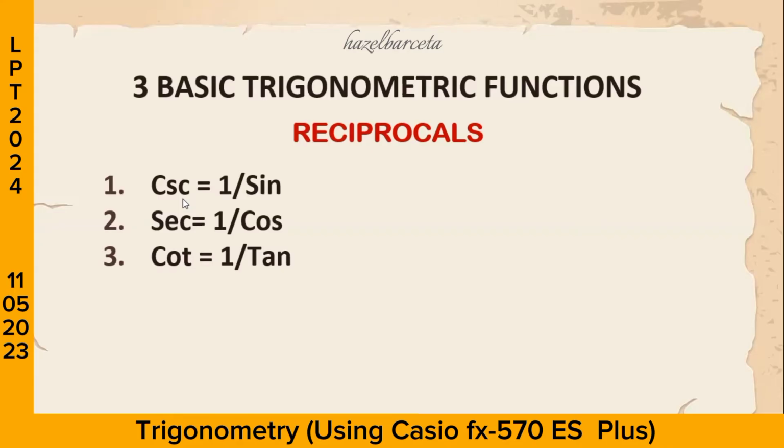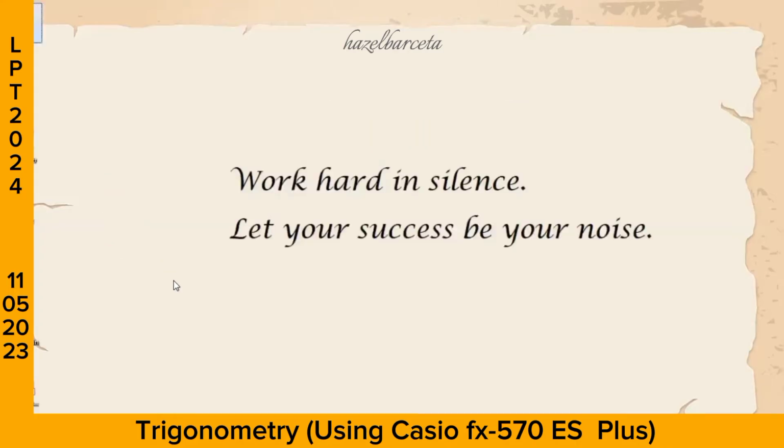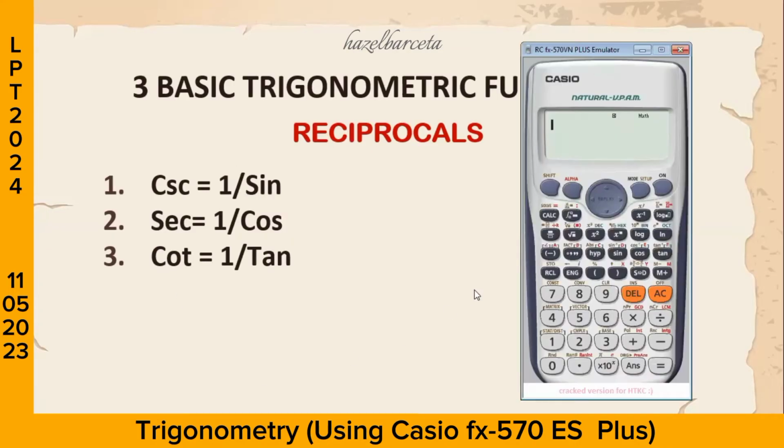Kasi kapag yung mga problems ay ganito po yung binigay, cosecant theta, secant theta, cotangent theta, wala po sila sa ating calculator. Therefore, ang i-input po natin ay 1 over sine, 1 over cosine for secant, and 1 over tangent for cotangent. So, let's say the given is secant 45. So, wala po tayong secant dito. So, ang i-input po natin ay, ano yung third letter ng secant? Is C. Therefore, 1 over cosine.